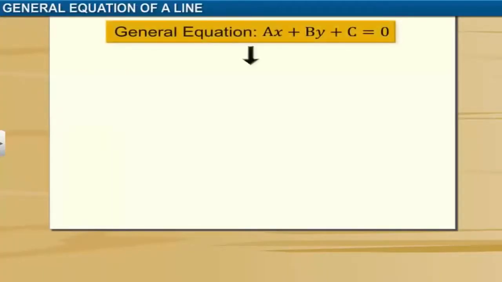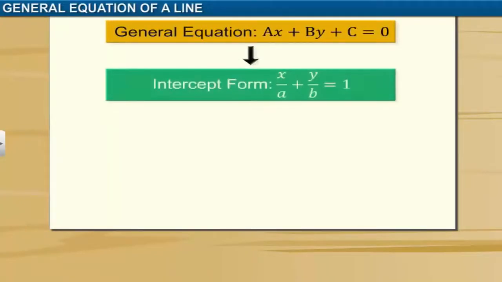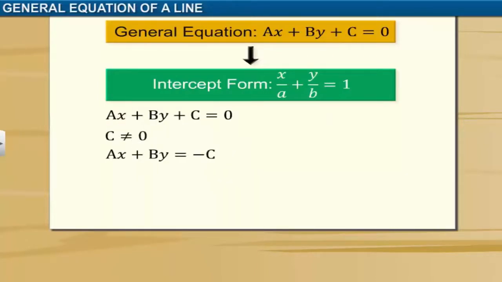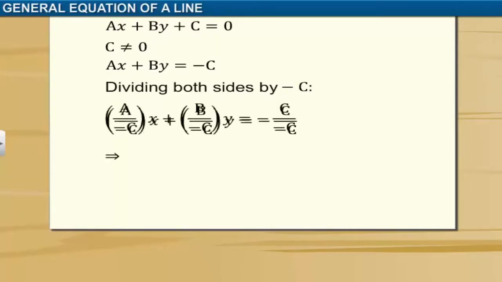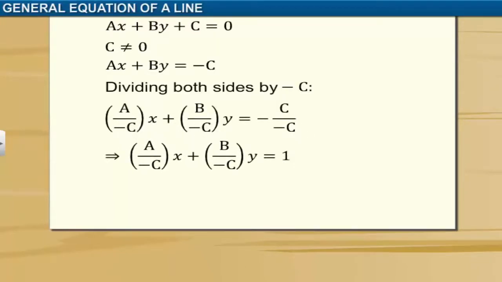Now, let us reduce the general equation of a line into the intercept form of the equation of a line. Consider the general equation of a line such that the constant c is not equal to 0. Rearranging the terms in the general equation, we get ax plus by is equal to minus c. Dividing both the sides of the equation by minus c, we get a upon minus c into x plus b upon minus c into y is equal to 1.